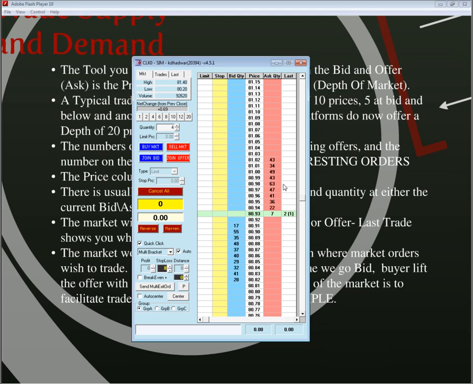You can see this market's trying to push down. See the offer's a little bit heavier here, trying to come down. Okay, so we'll talk about that in a little while anyway.